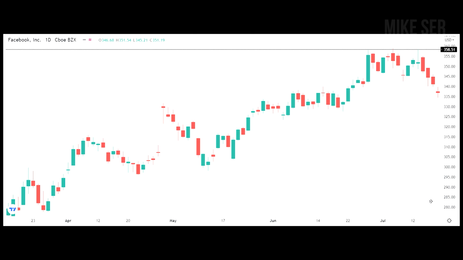So here's again a chart of Facebook, and you can see that this is a resistance level right here around 358. You can see it hit here once, twice, and 3 times. So again, that indicates to you that this is indeed a strong price resistance level, and this is an area that you definitely want to consider selling.